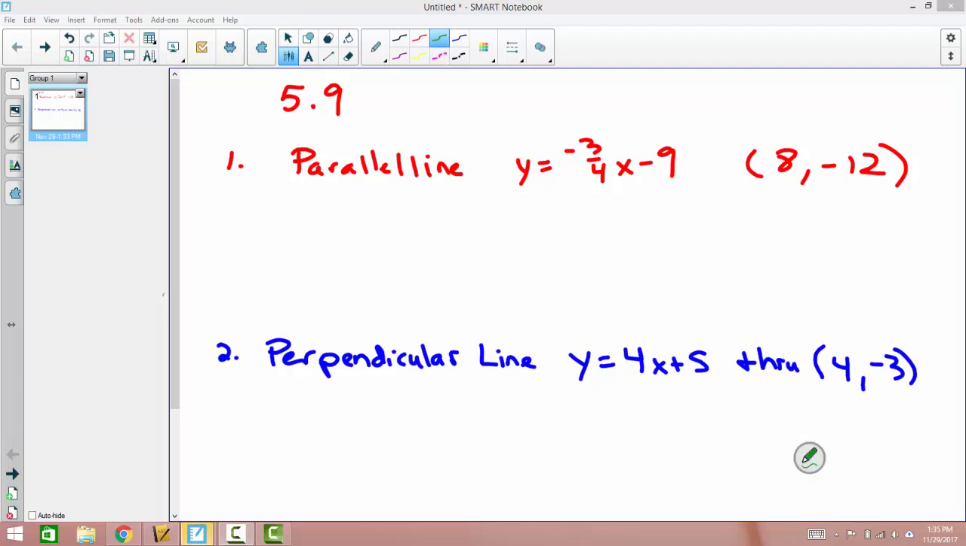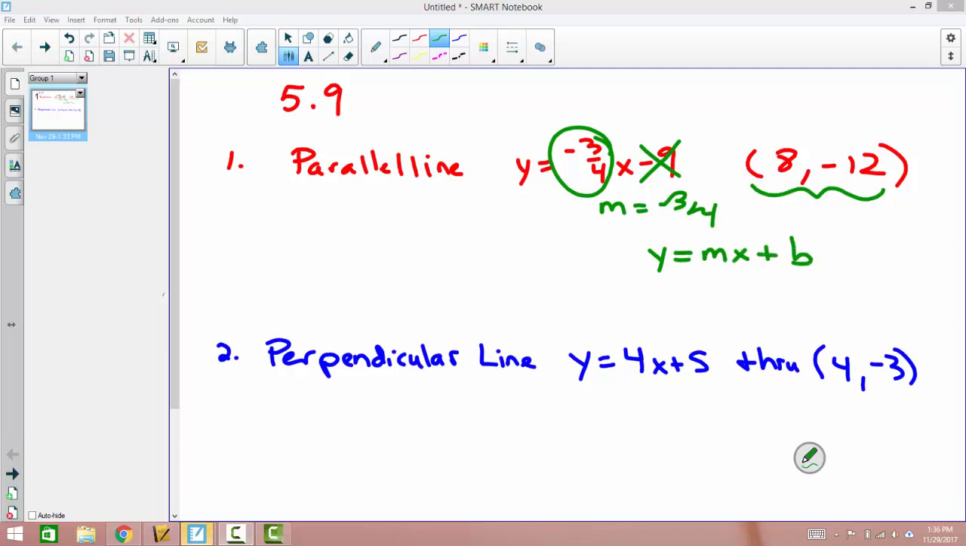All right, so the parallel line would have the same exact slope, so none of this is necessary. If the slope is negative 3/4 and it's going through this point, probably the easiest way to figure out the b is to plug y, m, and x into y equals mx plus b and then solve for b. So this is our x, this is our y, this is our m. Negative 12 goes in for y, negative 3/4 goes in for m, 8 goes in for x, and b is what you're solving for.